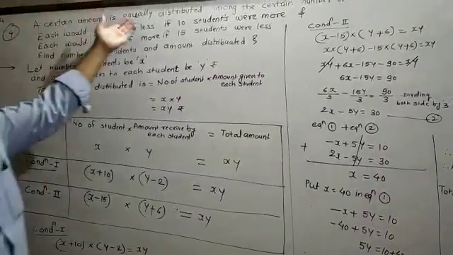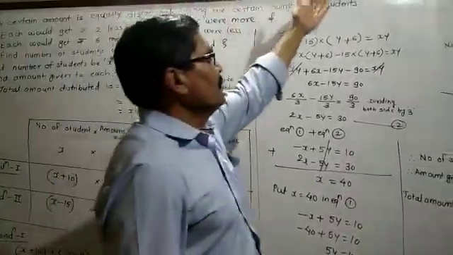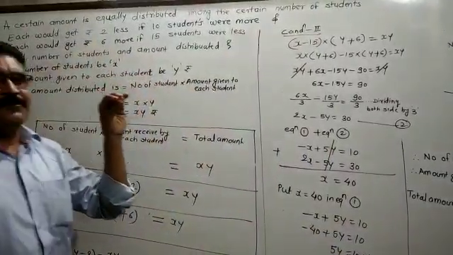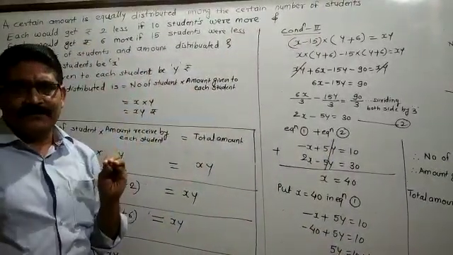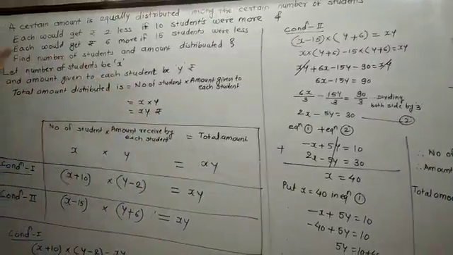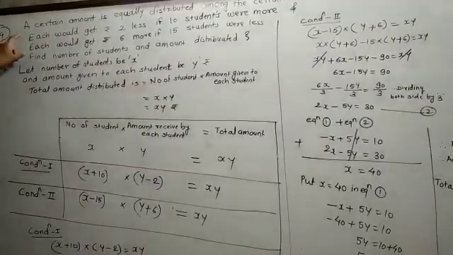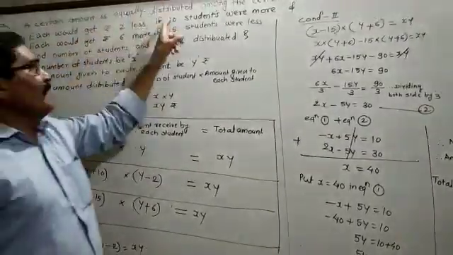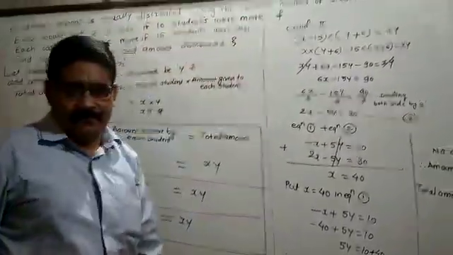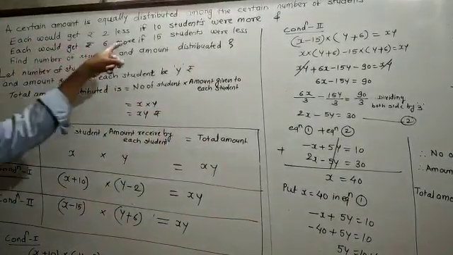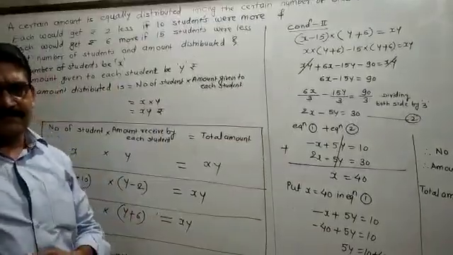A certain amount is equally distributed among a certain number of students. Means the amount is fixed and you have to distribute that amount among the certain number of students. Then you have to see which two conditions are given. First condition is that each would get 2 rupees less if 10 students were more, and second condition is that each would get 6 rupees more if 15 students are less.